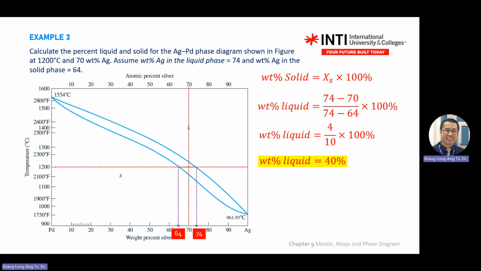I think the answer is wrong on my slides. It should be solid, not liquid. If this is 40%, it should be solid. Solid, you take the total length is 10. If you see 40% is this length. 40. Yeah, correct. Here is 4, here is 6. So again, typo error on my slides. It's not liquid, but it's solid.